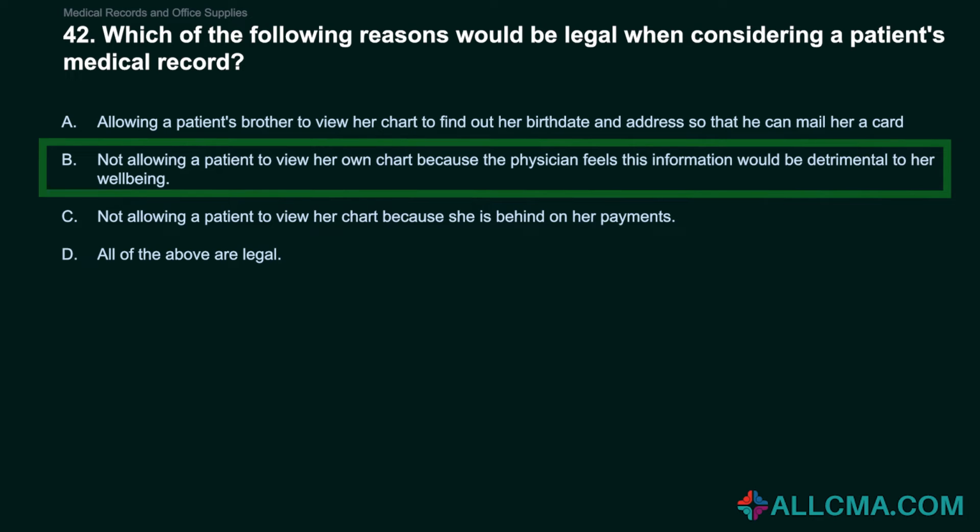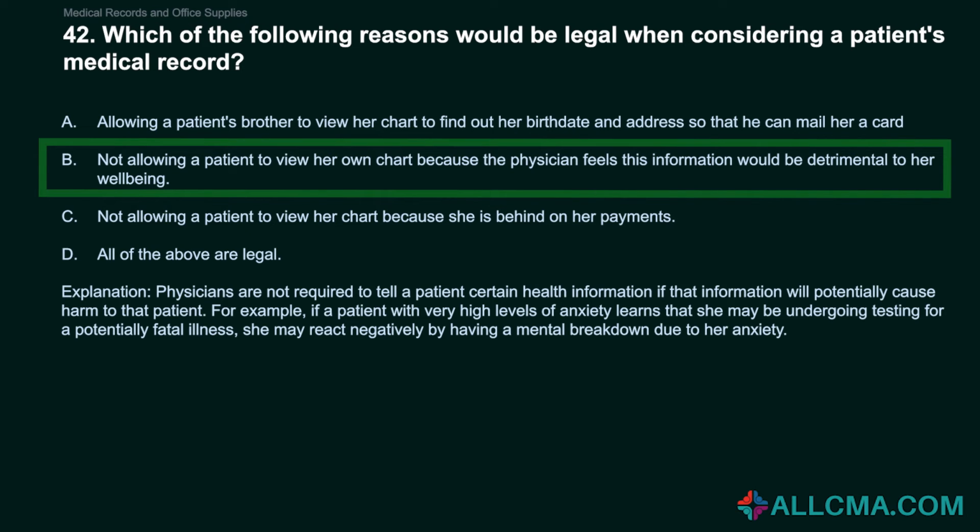Correct answer, B. Not allowing a patient to view her own chart because the physician feels this information would be detrimental to her well-being. Physicians are not required to tell a patient certain health information if that information will potentially cause harm to that patient. For example, if a patient with very high levels of anxiety learns that she may be undergoing testing for a potentially fatal illness, she may react negatively by having a mental breakdown due to her anxiety.